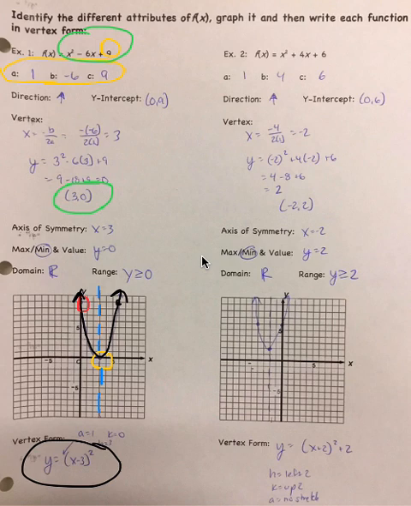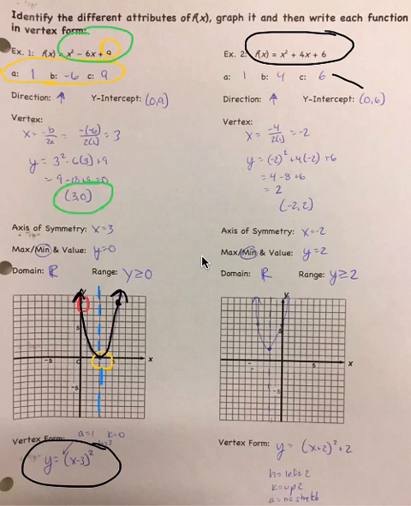When we try our second example, A, B, and C for x squared plus 4x plus 6, 1, 4, and 6. It opens up. Our y-intercept is 0, 6. It matches up with the C value. We do our x equals negative b over 2a. X equals negative 4 over 2 times 1, which is negative 2.